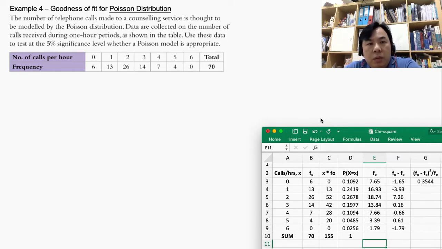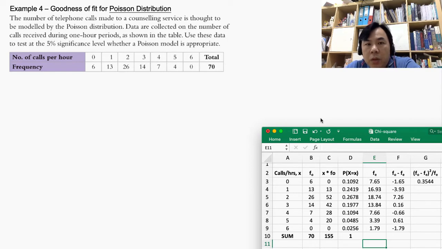The number of telephone calls made to a counseling service is thought to be modeled by Poisson distribution. So we might expect that Poisson distributions would be a good fit for the sample data that we have collected here. The data are collected on the number of calls received during a 1 hour period.